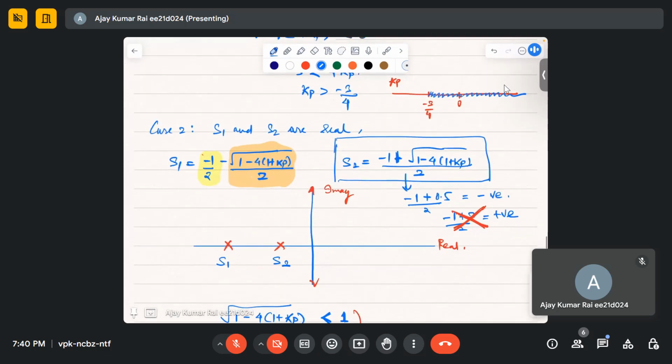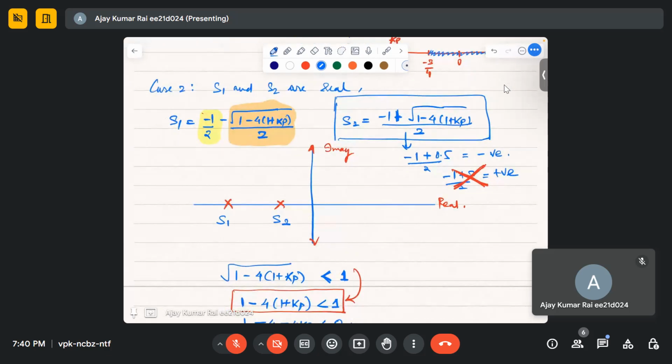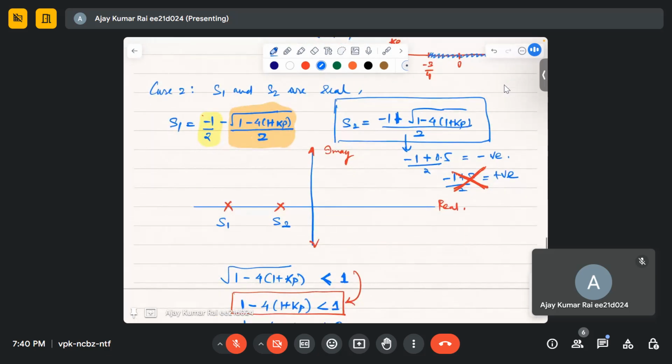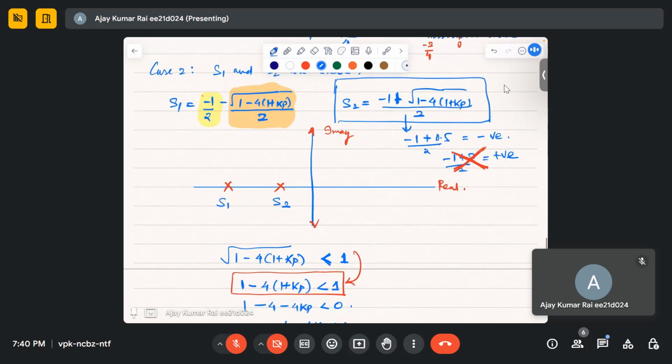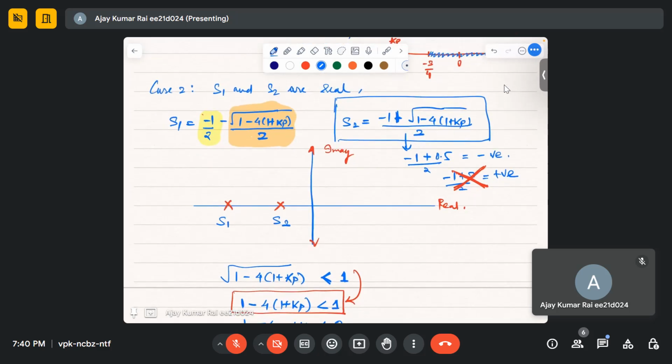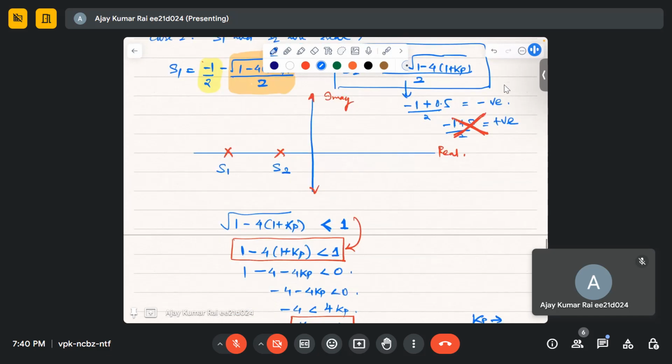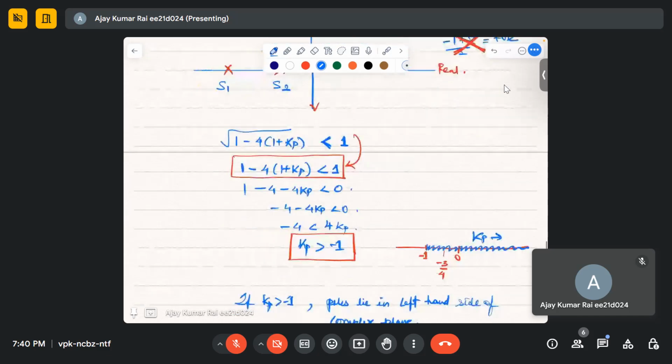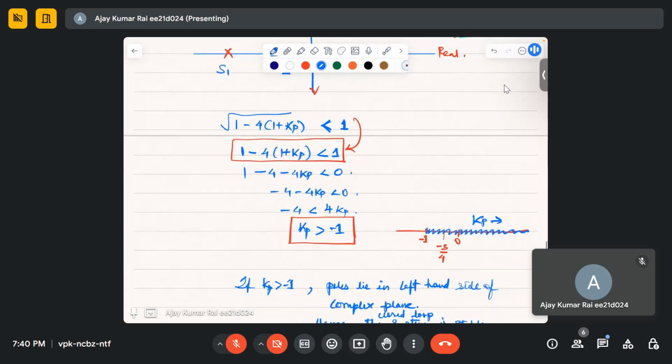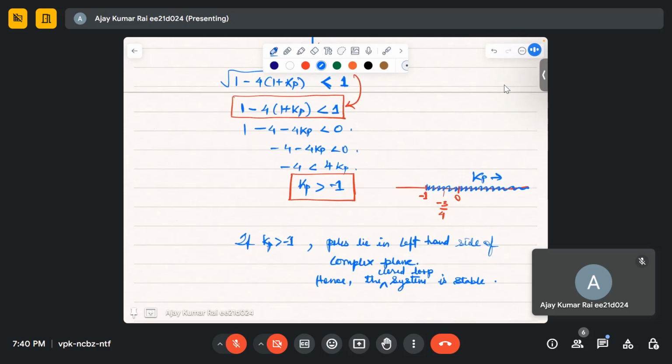Again, we have to see the situation where the part under the root is not imaginary, but we have to ensure that S1 and S2 are real. So S1 and S2 both should be negative. To satisfy that, we have this condition, and from that we got Kp is greater than -1. So if we take Kp greater than -1, we'll ensure that the poles will always lie in the left hand side. Any doubt?